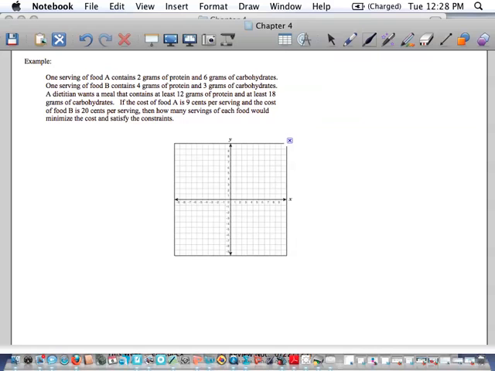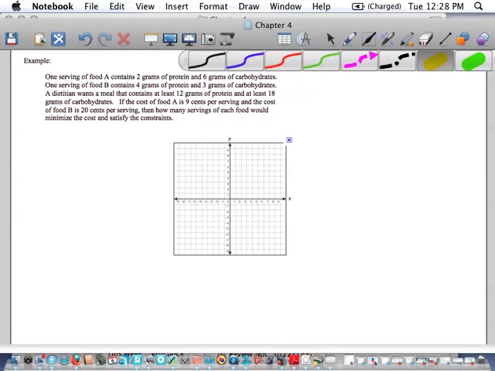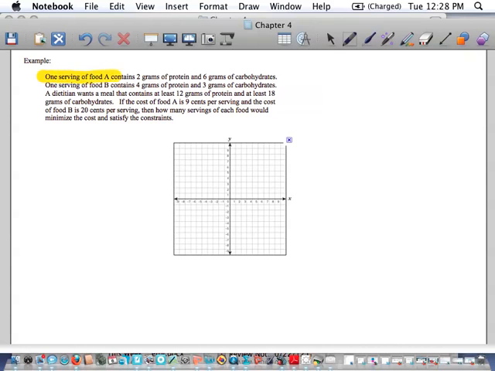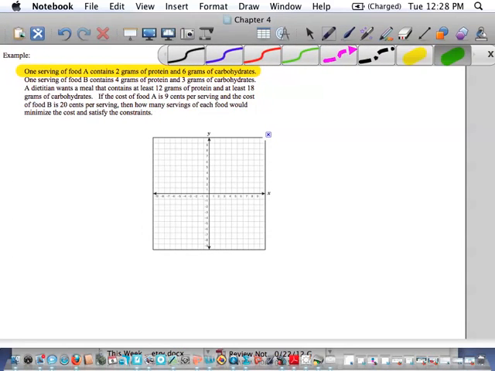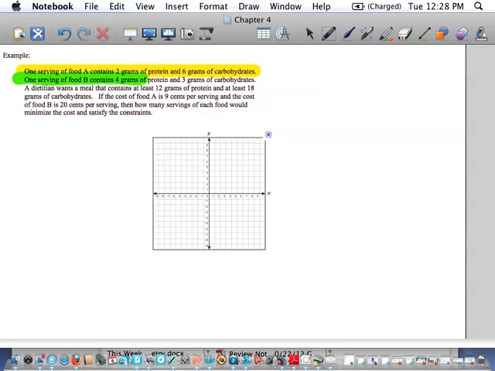So we have another example. This one says 1 serving of food A contains 2 grams of protein and 6 grams of carbohydrates. So we're looking at food A, proteins, and carbohydrates. The next part says that 1 serving of B contains 4 grams of protein and 3 grams of carbohydrates.